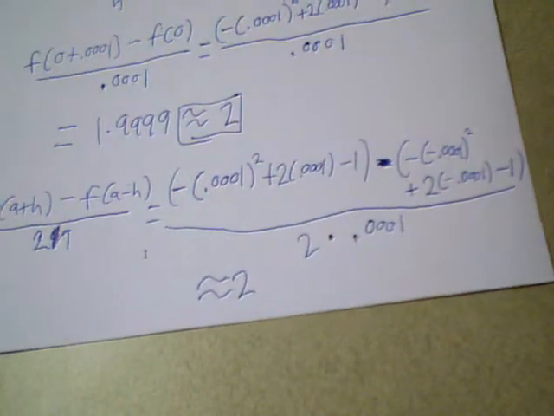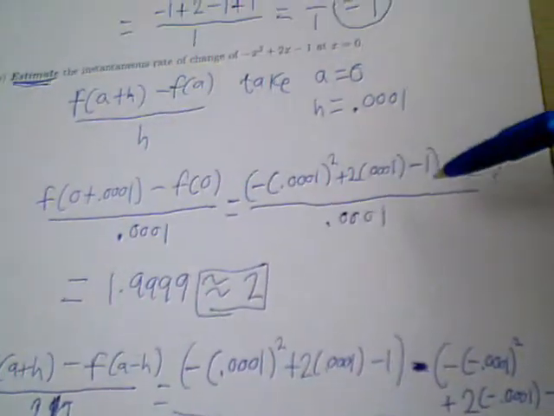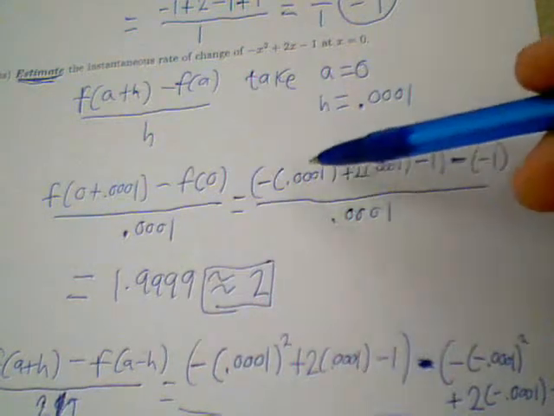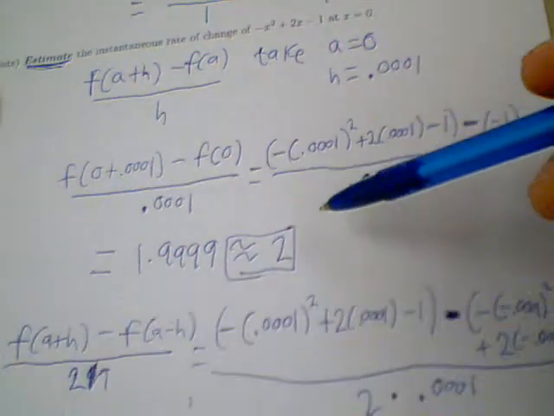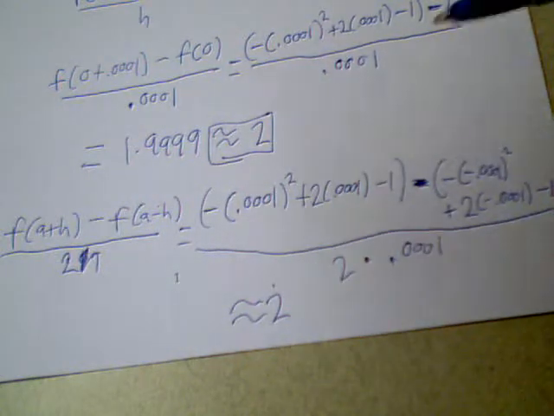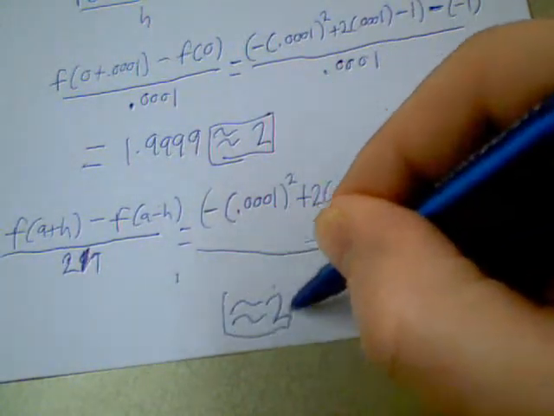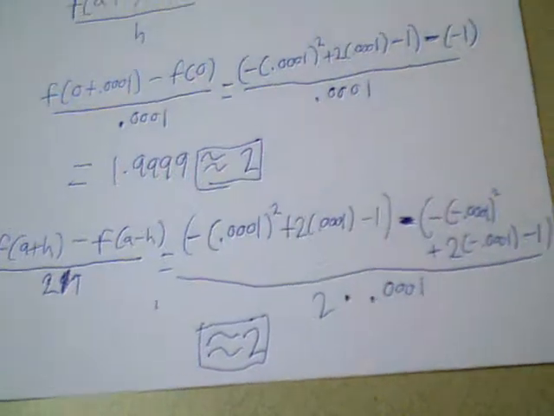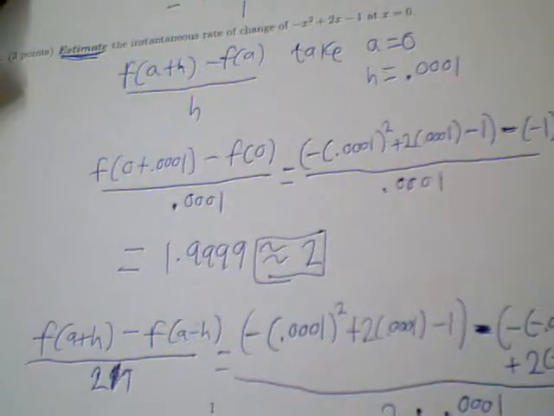So I think this one up here is a little easier to plug in and get a number out. This one actually rounds a lot closer though. Either way will work. We're going to find that the instantaneous rate of change at x equals 0 is approximately 2.